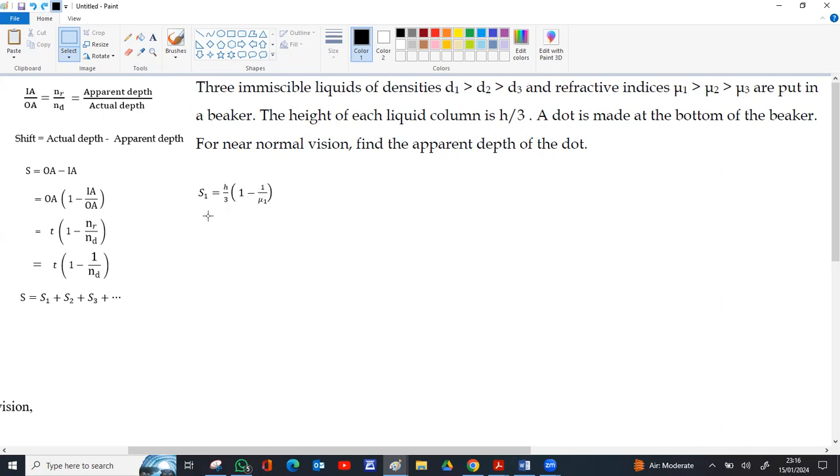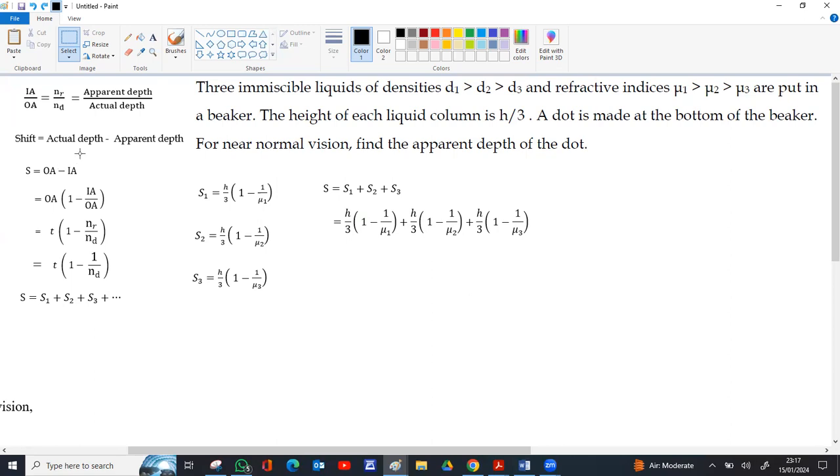Similar to that, S2 will have the same thickness, h by 3 into 1 minus 1 by mu2 instead of mu1. Similarly, S3 will have the same thickness, h by 3, 1 minus 1 by mu3 instead of mu2. The total shift we can simply add all the three: h by 3 with 1 minus 1 by mu1, and similarly for all three cases. You can take h by 3 common. Then 1 plus 1 plus 1 is 3, so 3 minus 1 by mu1 minus 1 by mu2 minus 1 by mu3.